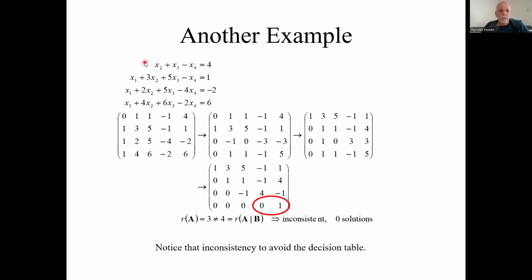Here's a 4 by 4, 4 variables, 4 equations. The row reduction is kind of painful, but once you get there, you can just immediately spot it. You've got 0 equals 1, you know it's no solution.